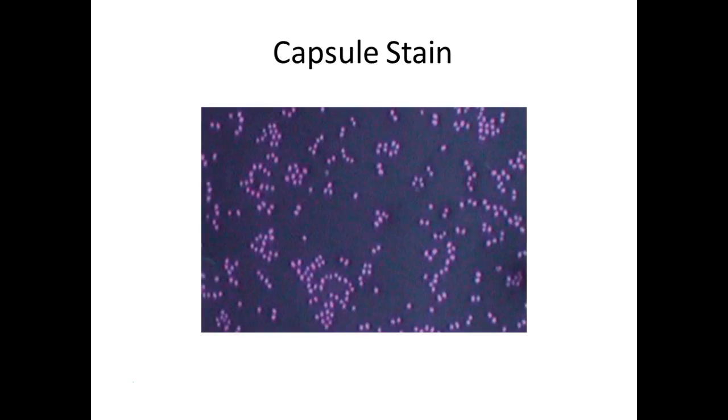So, that's a capsule stain. Do you see a capsule? No. And I know it's a capsule stain because the cell is stained and the background is stained. But what do we not see? We don't see a clear zone between the cell and the background, right? Which means that this one does not have a capsule. One of your organisms today is going to look like this. No capsule.